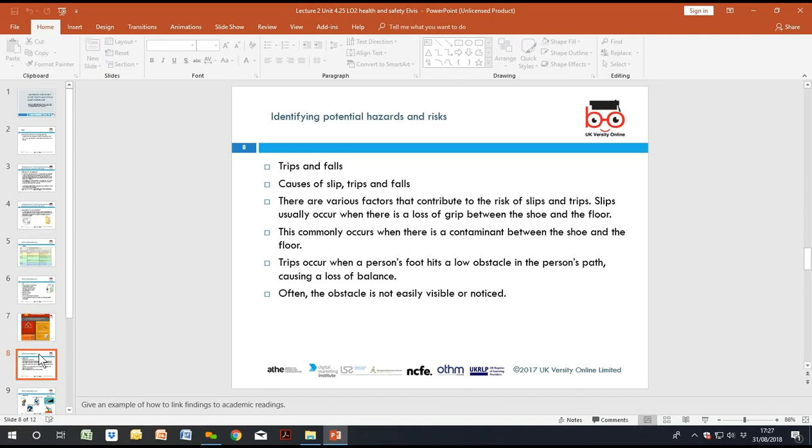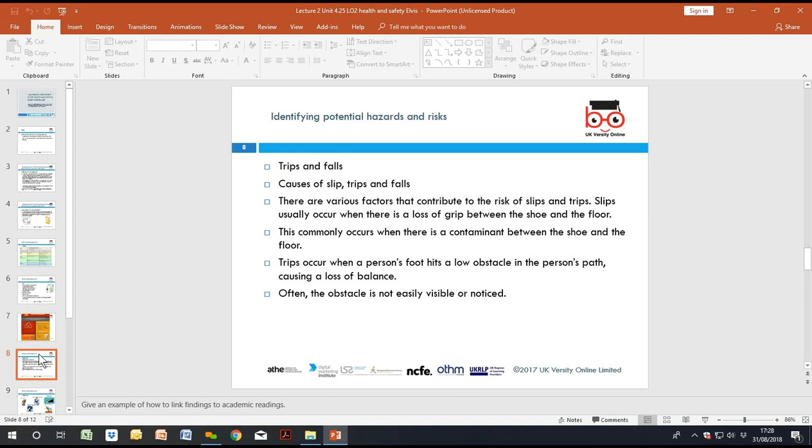Now, slips commonly occur when there is a contaminant between the shoe and the floor. Trips occur when the person's foot hits a low obstacle in the person's path, causing a loss of balance. And often, the obstacle is not easily visible or noticed. So, in order to assess such risk of trips and falls, there is the need for us as health and social care practitioners, or potential practitioners, to look at possible causes of such slips, trips, and falls. And once we are able to minimize or eliminate them, then we'll have a safe and secure environment for service users.